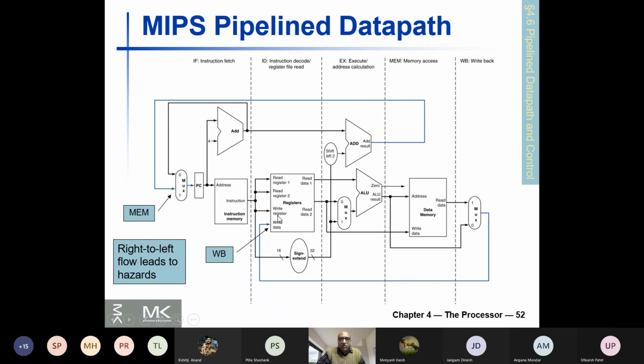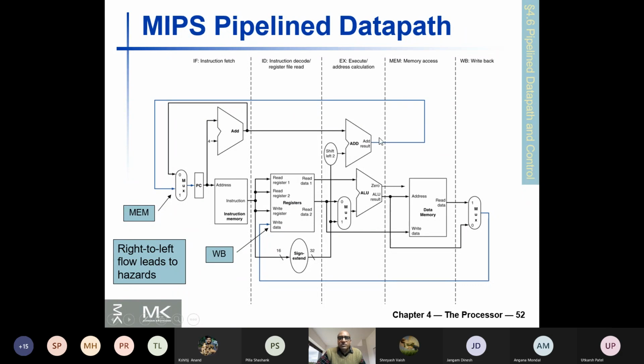So there will be a conflict, because the same register file is used for both reading and writing. In the fifth stage it tries to write into the register file, and in the second stage the register contents are read and placed in the register.